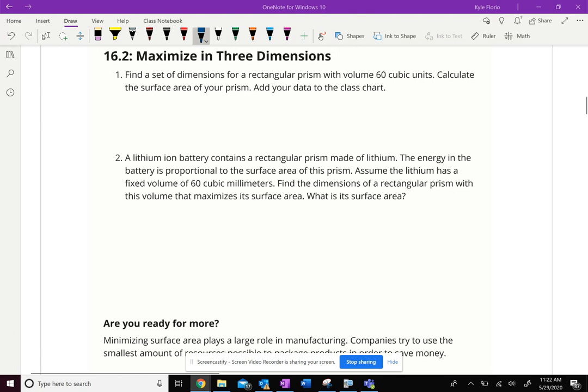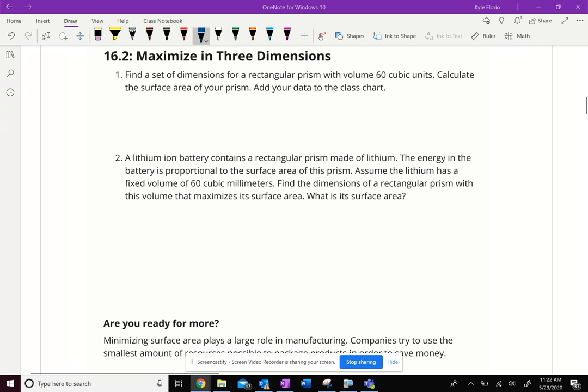I'm going to kind of answer one and two together. Number one says find a set of dimensions for a rectangular prism with a volume of 60 cubic units. So this is kind of like the cool down before. Can we come up with a bunch of rectangular prisms that have a volume of 60? We're going to calculate the surface area of it, and we're going to do it for a bunch of different rectangular prisms. And the reason why we're doing it for a couple different ones is because of number two.